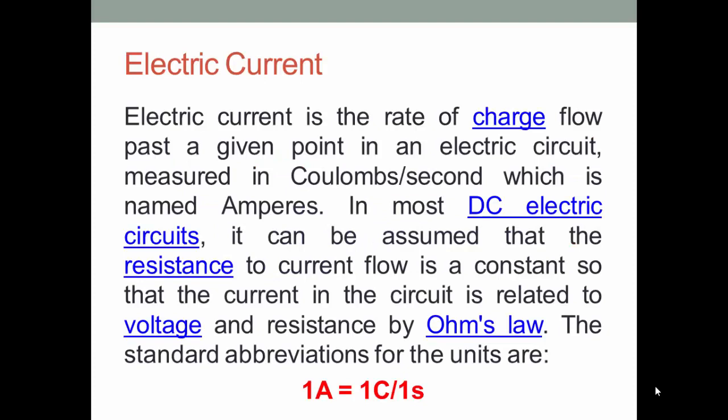Electric current is the rate of charge flow past a given point in an electric circuit, measured in coulombs per second, which is named amperes. In most DC electric circuits, it can be assumed that the resistance to current flow is a constant, so that current in the circuit is related to voltage and resistance by Ohm's law. The standard abbreviations for the units are: 1 ampere is equal to 1 coulomb per 1 second.